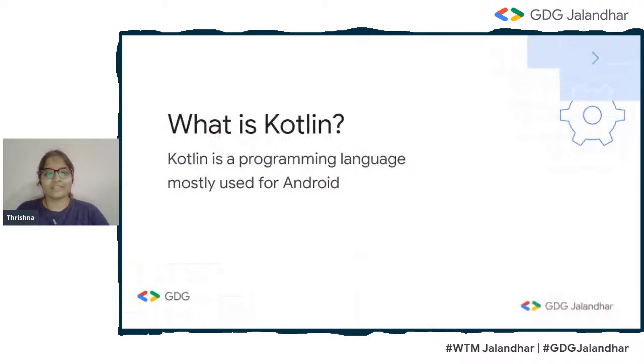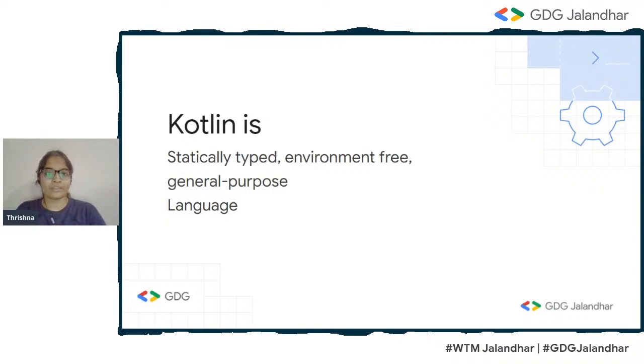So what is Kotlin? Kotlin is a programming language and it is mostly used for Android. Most of the percentage it is used for Android and some percentage for server-side applications. Kotlin is statically typed. That means you need to specify the data type of a particular variable or function or anything. It is environment free. Just like Java, it creates bytecode which you can run easily on any OS, and it is a general purpose language. You can use it for general purposes also.